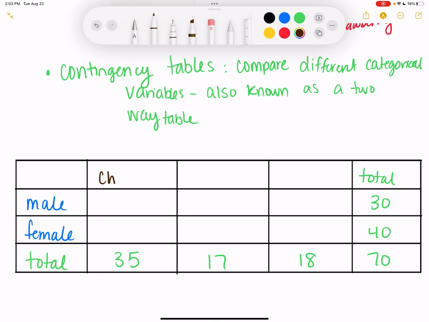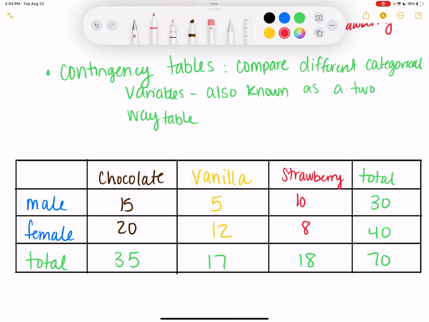All right, chocolate. Vanilla. Ew. And strawberry. What are the numbers in yellow? 5 and 12.